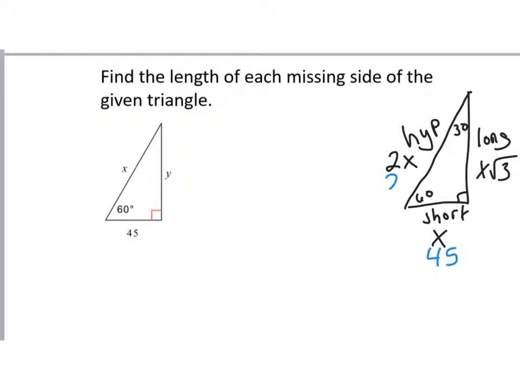All right, so if my short leg is 45, then my hypotenuse is going to be 2 times that, so this side's just going to be 90. And then my long leg is going to be that 45 multiplied by the square root of 3. Now, if you were to do trig, your calculator's not going to give you 45 square roots of 3 as an answer, it's going to give you the decimal. So you're going to have to look at your answer choices.